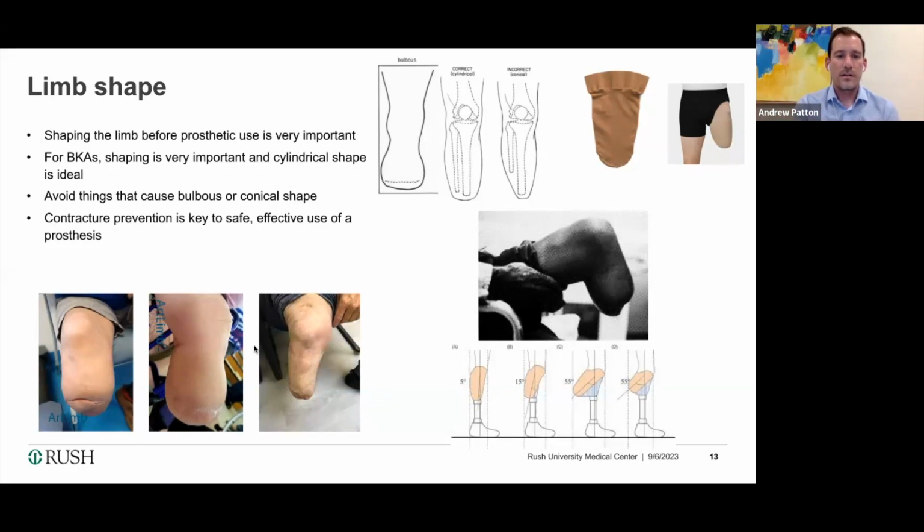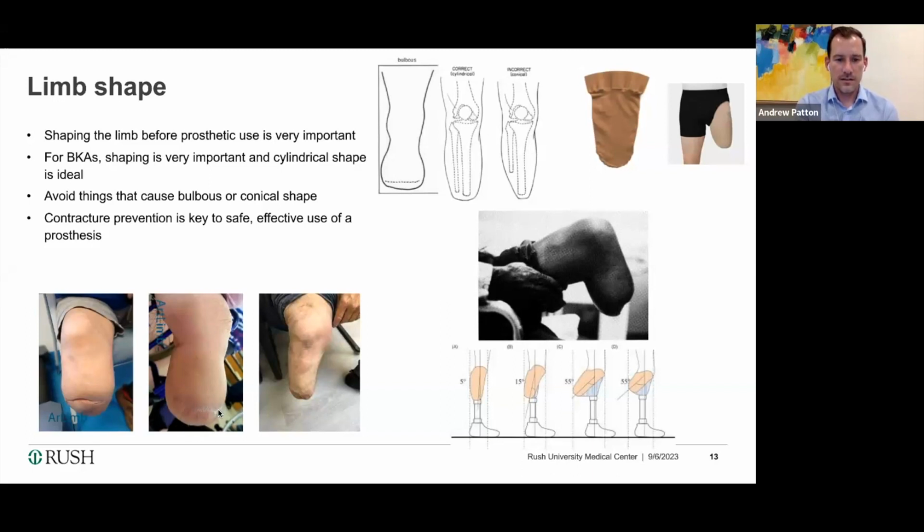Here are some pictures down on the left side bottom that correlate with the pictures up here. This is somebody who has a really nice cylindrical shape. This little line here is what we call invagination of the incision line. This is normal. Some people's scars heal more inward, and so they just have a little bit of an indent or a crease here, and that's normal. It's totally fine. This person has more of a bulbous end, as you can see.